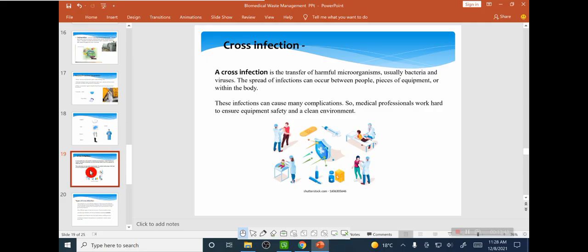What is cross infection? Cross infection is the transfer of harmful microorganisms such as bacteria and viruses from one person to another with the help of equipment or any other object, or within the body, and this infection may cause serious complications. For example, in a medical ward, the medical practitioner checks 10 patients, and he or she doesn't use hand rub or do any kind of hand washing. At that time, he or she may transfer the cross infection to the other patients.